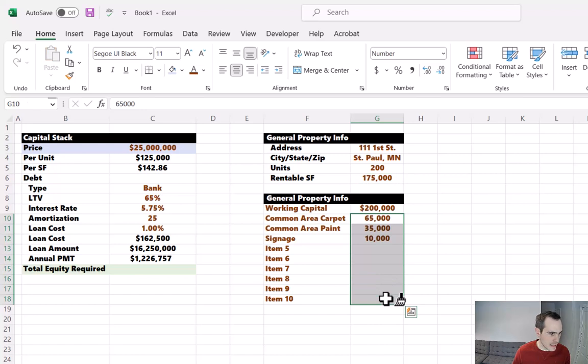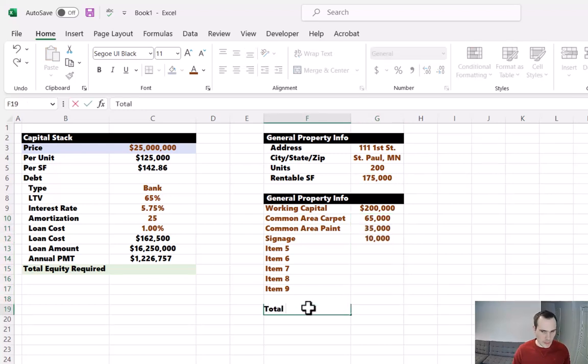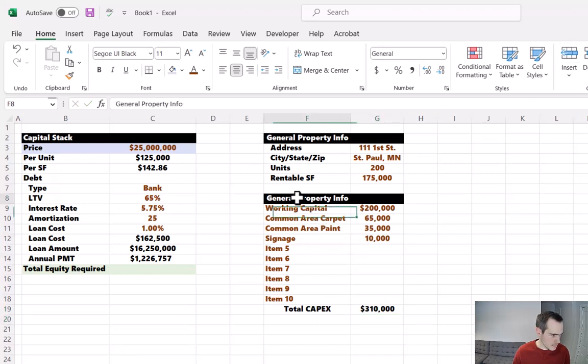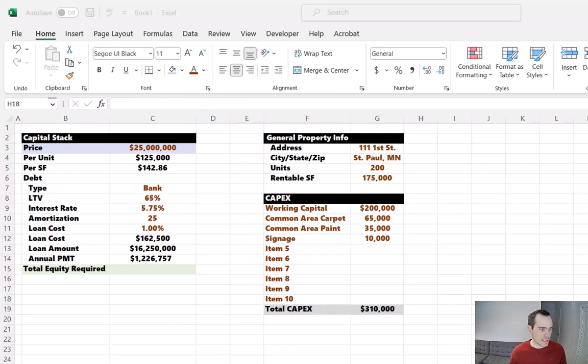I'm going to steal the format from the rentable square footage for the remaining entries and highlight that all the way through item 10. And it would be nice to have a total calculation. So total CapEx. And we'll sum everything above. Relabel this section as CapEx. And I'll make the total row a dull gray. And that section is complete.